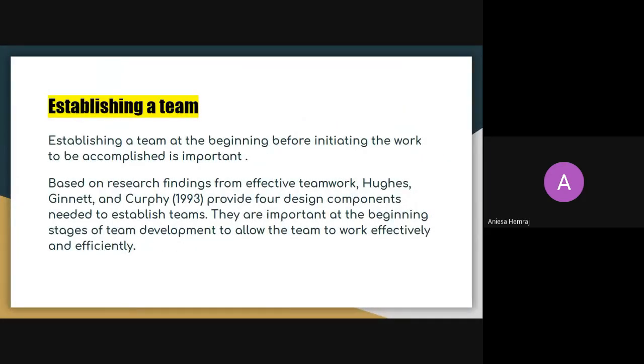Establishing a team at the beginning before initiating the work to be accomplished is important. Based on research findings from effective teamwork, Hughes, Ginnett, and Curphy provide 4 design components needed to establish teams. They are important at the beginning stages of team development to allow the team to work effectively and efficiently.